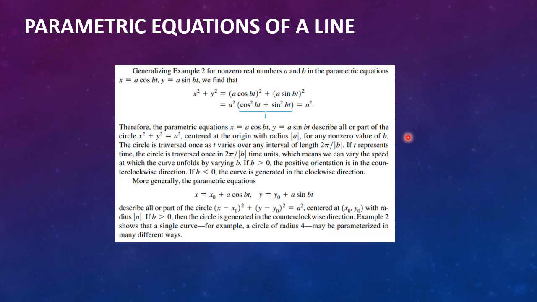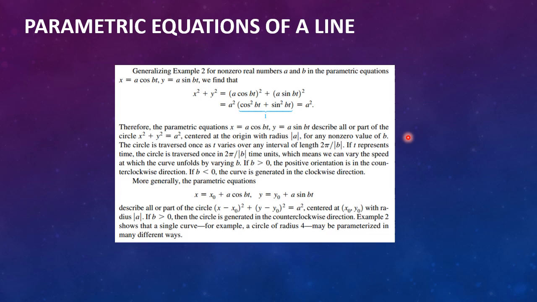For any non-zero value of b, the circle is traversed once as t varies over any interval of length 2 pi over b. If t represents time, the circle is traversed once in 2 pi over b time units. That means we can vary the speed at which the curve unfolds by varying b. If b is greater than 0, the positive orientation of the parametric equations is in the counterclockwise direction. If b is less than 0, the curve is generated in the clockwise direction.